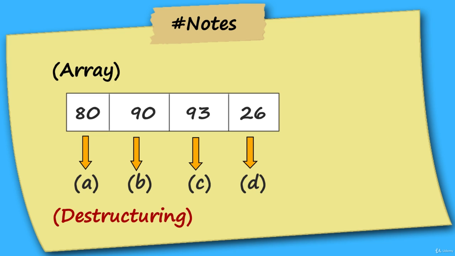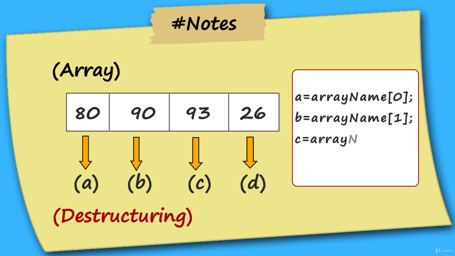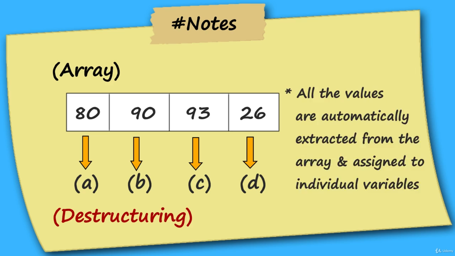Array destructuring will look something like this. Now if you observe this figure, there is an array of 4 elements. Generally, if you want to assign each element to a variable, you will write something like this, where you say a is equal to array name, in the square bracket you put 0, that is the index number, right? You go with b is equal to again array name 1, and so on. Instead of that, there is a way to destructure. If you say destructure, that means you have a specific syntax of writing it. Then all the values are automatically extracted from the array and assigned to individual variables.